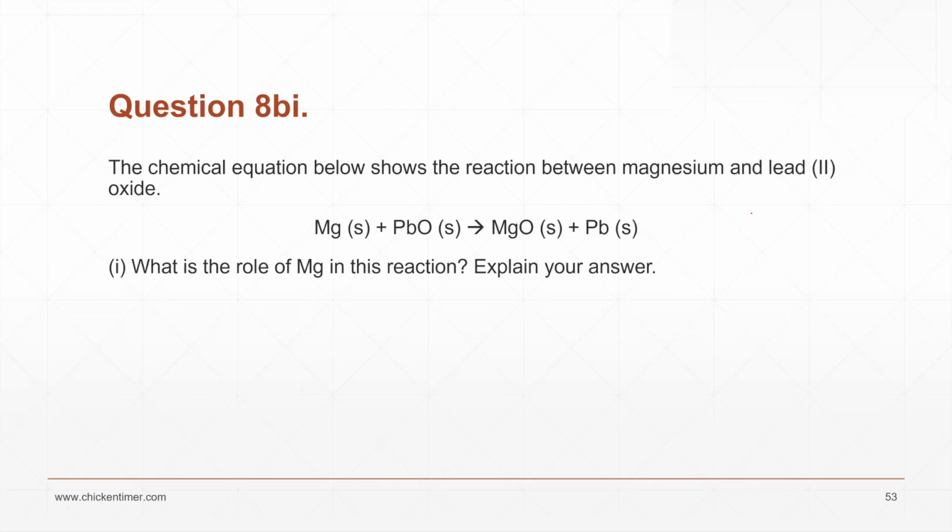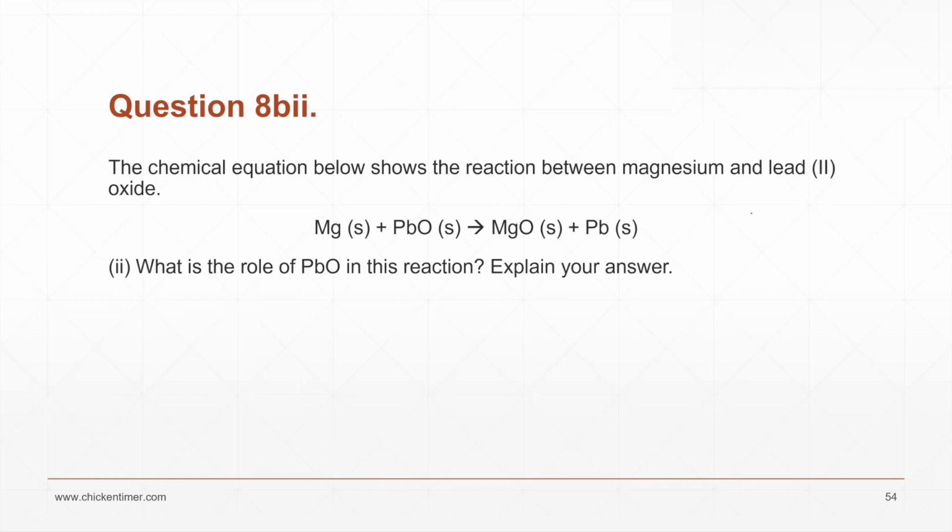It is a reducing agent as it has been oxidized and causes lead oxide to reduce. Lead oxide is the oxidizing agent as it causes magnesium to be oxidized into magnesium oxide, and it is reduced to lead. So you must say it causes, because the definition of an oxidizing agent is a substance that causes another substance to oxidize while itself being reduced.